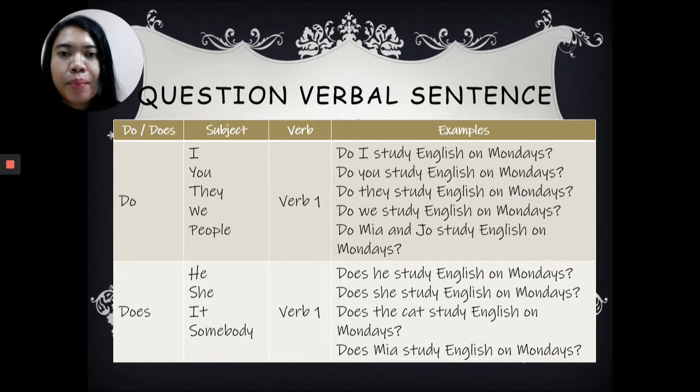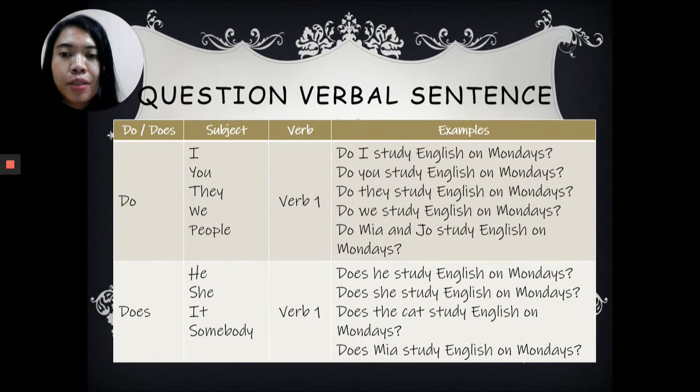Now let's talk about question verbal sentence. To make question verbal sentence, we need do and does. For subjects I, you, they, we, and people, we need do. We put do at the beginning of the sentence. And what verb do we use here? We use verb 1. Now look at the examples. Do I study English on Mondays? Do you study English on Mondays? Do they study? Do we study? Do Mia and Joe study English on Mondays?